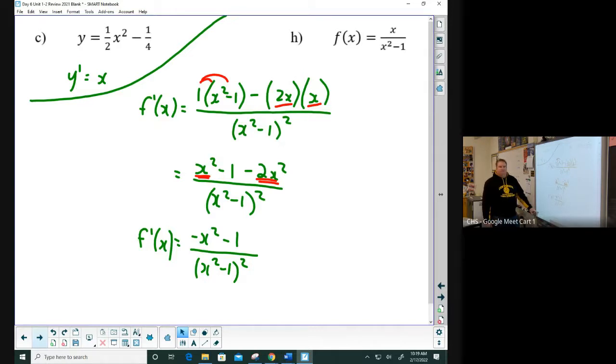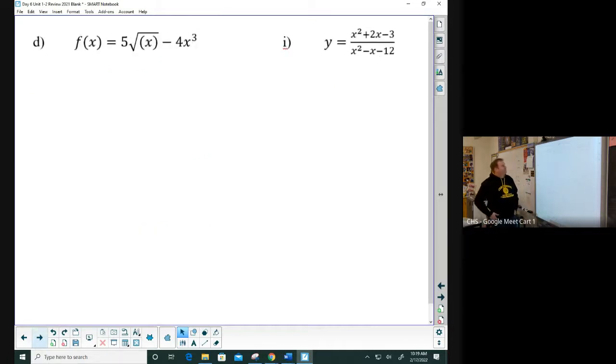All right. Questions? All right, let's keep going. Okay, in D, we're going A, B, C. D was getting a little bit more complicated because it brings in this root sign. So let's try and simplify that.